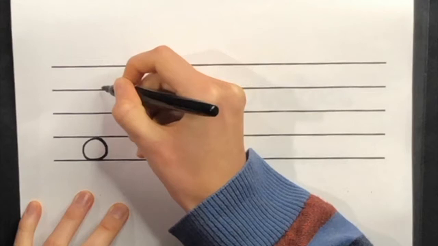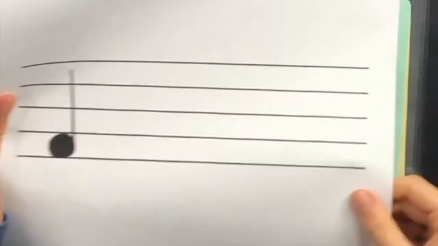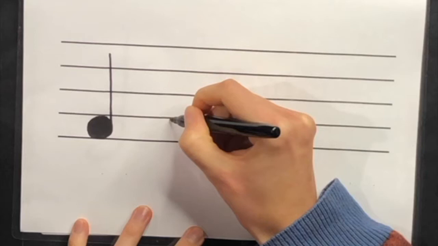To draw it, we'll first draw a circle. Then we must colour in the circle. And a line will also be drawn upwards on the right of it. This note is a minim. It has two beats. To draw a minim, we first draw a circle, but don't colour it in, and a line will also be drawn upwards on the right of it.